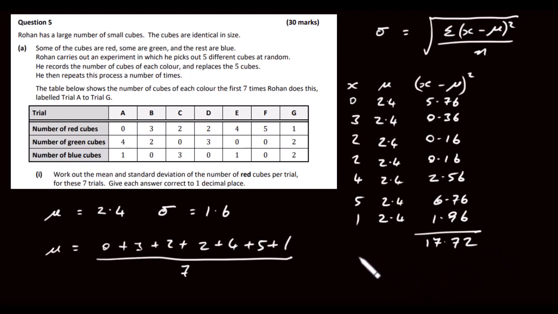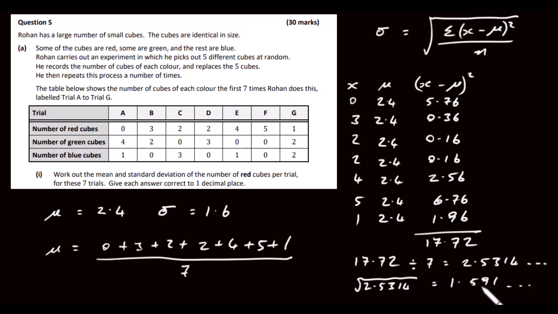And then finally, you just take your 17.72 divided by 7. That gives you 2.5314, which goes on for a bit, and then you just have to get the square root of that. That's this bit here. So the square root of 2.5314 gives you a standard deviation of 1.591 and so on, or 1.6, which is what we got here.